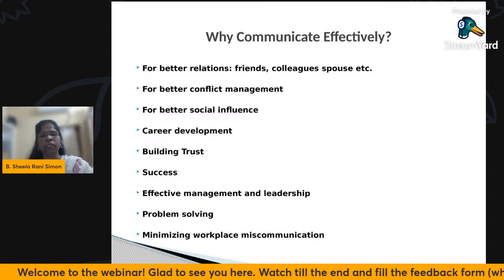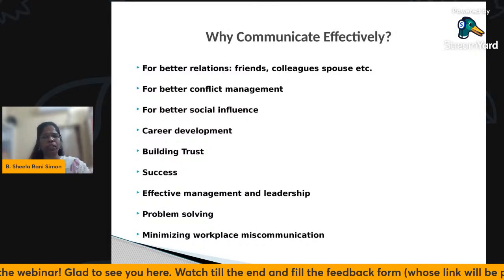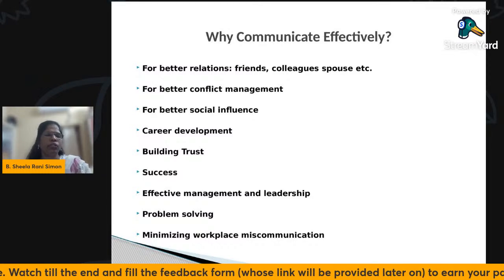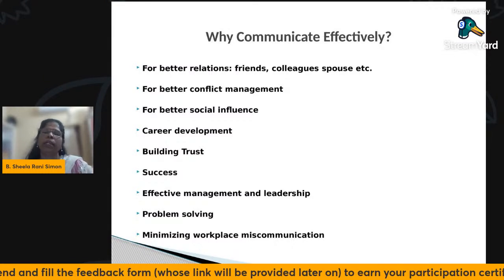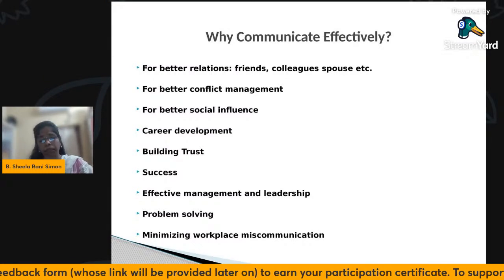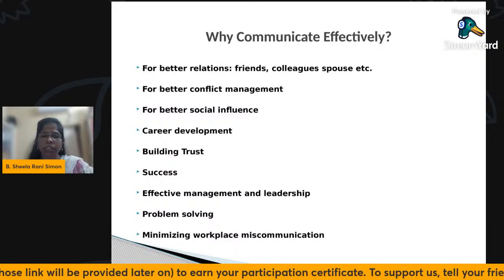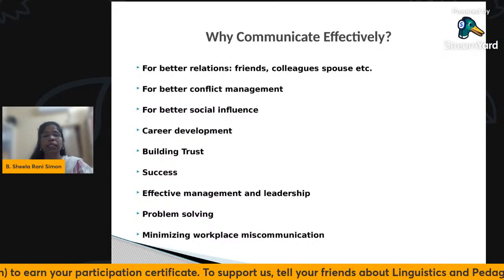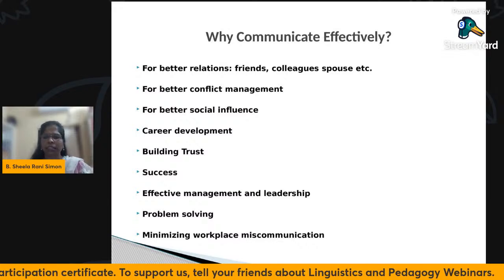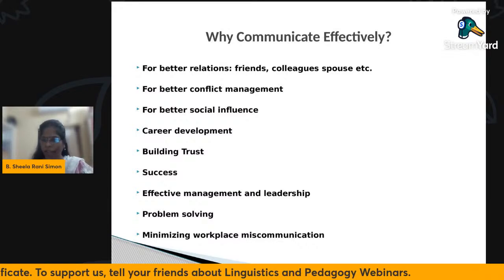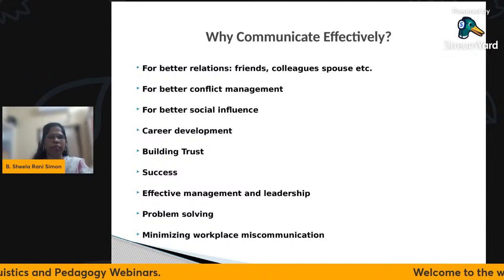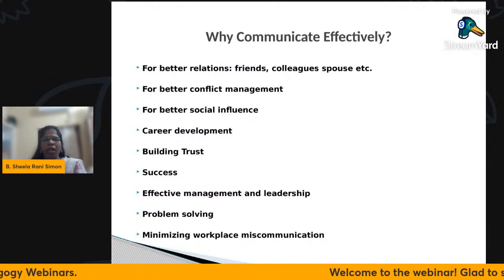Look at the choice of words I have used: social influence. So we are trying to influence people, we are trying to persuade people to do what probably you want them to do. It helps in conflict management, it helps in career development, it helps in building trust, success, effective leadership, problem solving, minimizing workplace miscommunication, if you ask me.